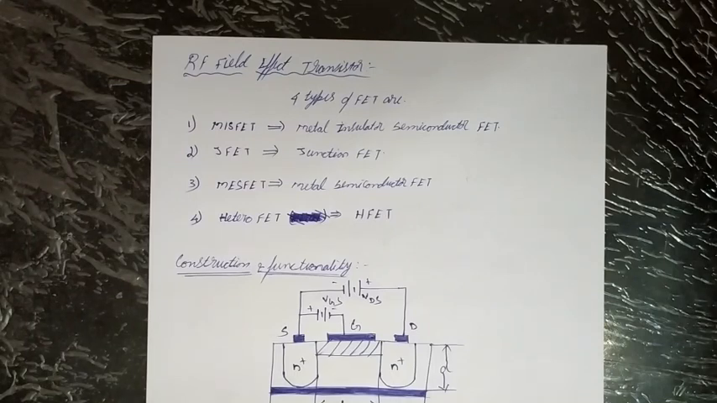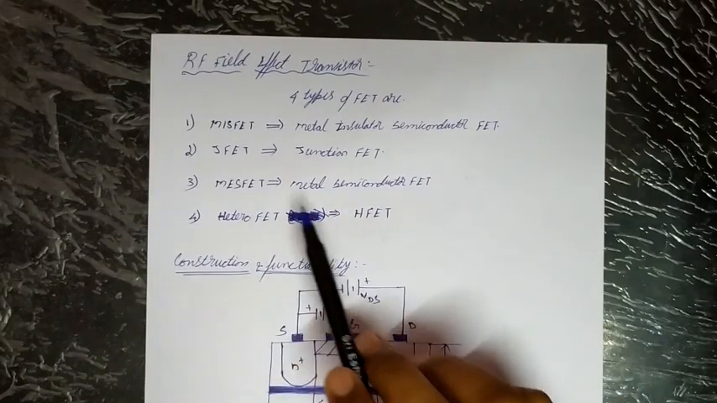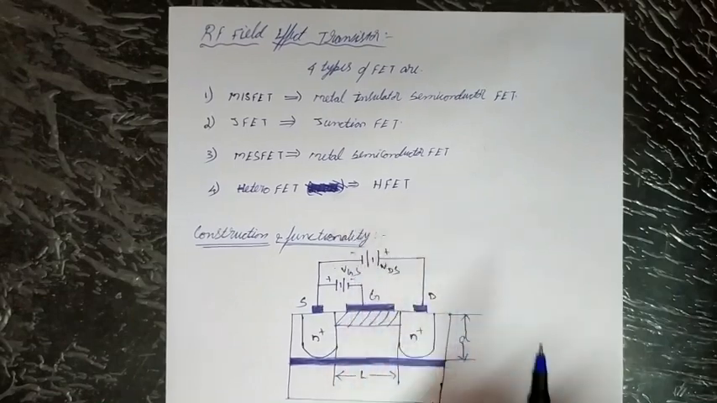A FET is a voltage controlled device. A variable electric field controls the current flow from source to drain by changing the applied voltage on the gate electrode. So we have four types of FETs. One is MISFET, that is called metal insulator semiconductor FET. Second is JFET, junction field effect transistor. Third is MESFET, metal semiconductor FET. Next is HFET, that is called heterostructure field effect transistor.